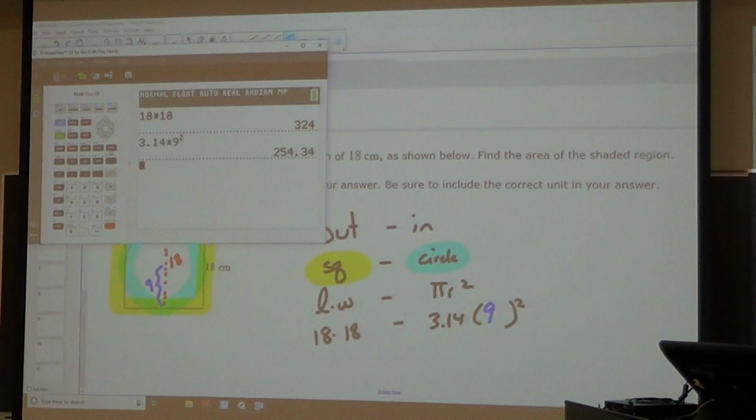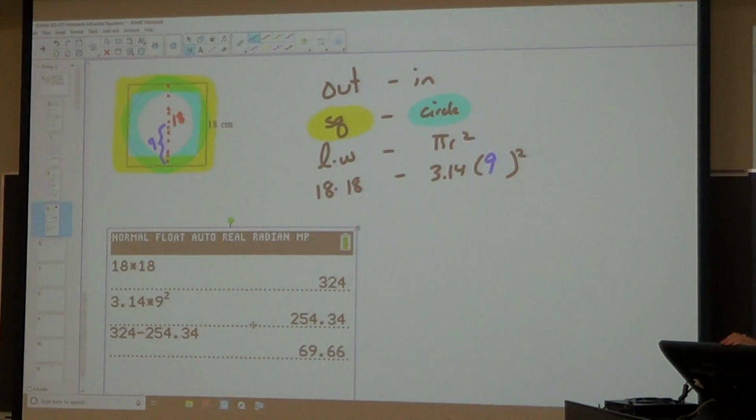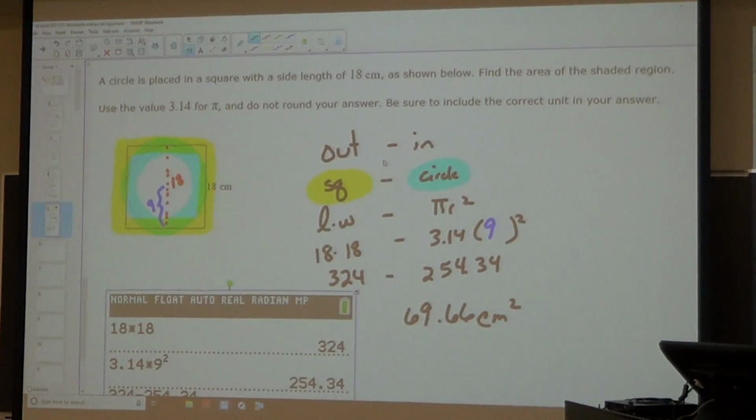So that's pi r squared, 3.14 pi r squared, yeah. And we're going to take the outside shape minus the inside shape. We're finding area, so what kind of units does area have? Square. And then we have to ask ourselves, do they want it rounded? No. Do not round your answer.